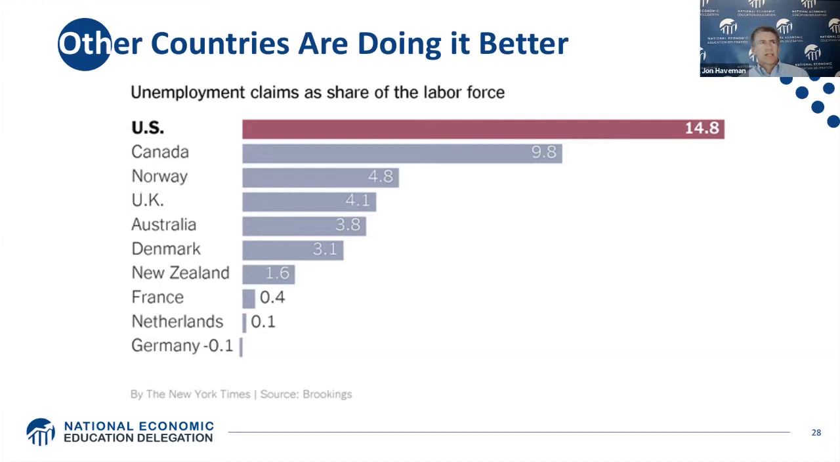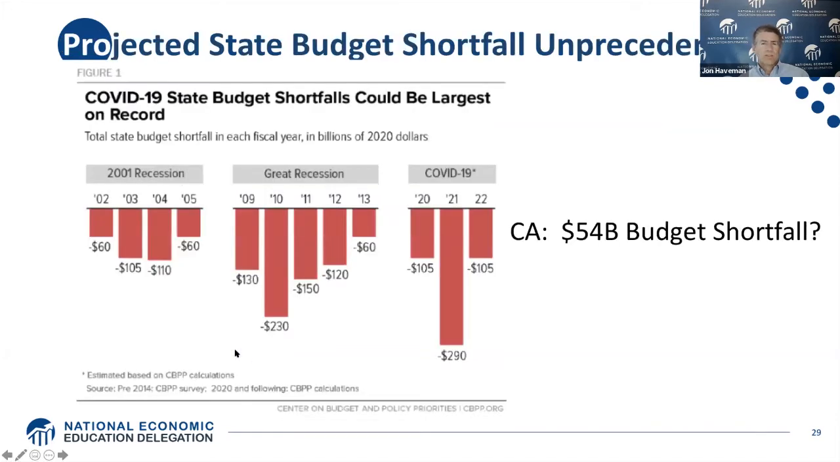What about state and local governments? State and local governments are suffering a lot. We can see during the Great Recession, 2010, state and local governments ran a cumulative $230 billion deficit. In the fiscal year that starts in July and runs through the middle of 2021, they'll run collectively a $290 billion deficit. Here in California, it'll be about a $54 billion deficit. So this is going to impose enormous cuts on state and local governments. I think California is talking about 10% across the board. My local school board is talking about 10% across the board.